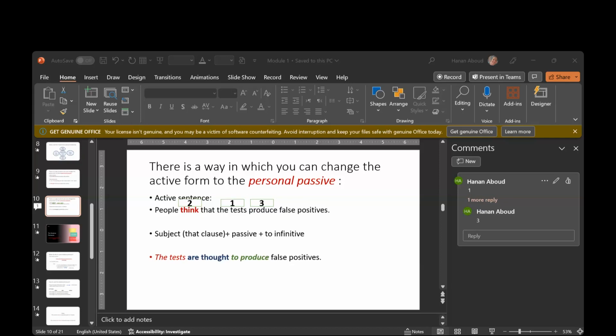Next, question number 5. The last option ___ the best option. What do you think? The last option is thought to be the best option. Of course, here it is a personal passive, is thought to be.